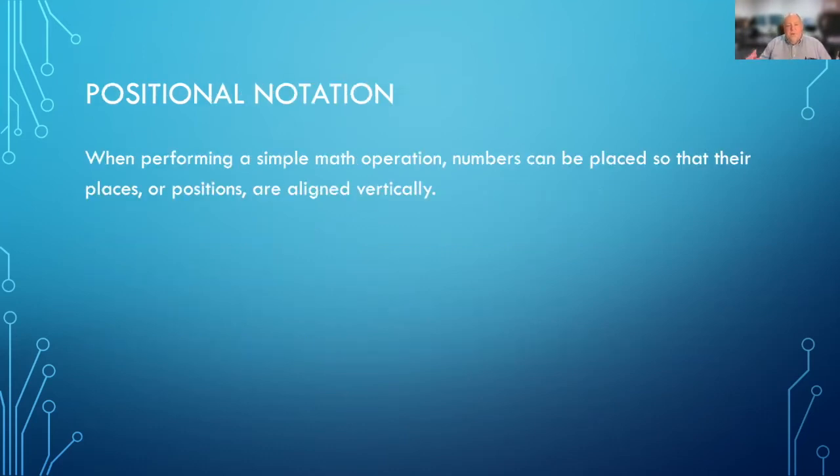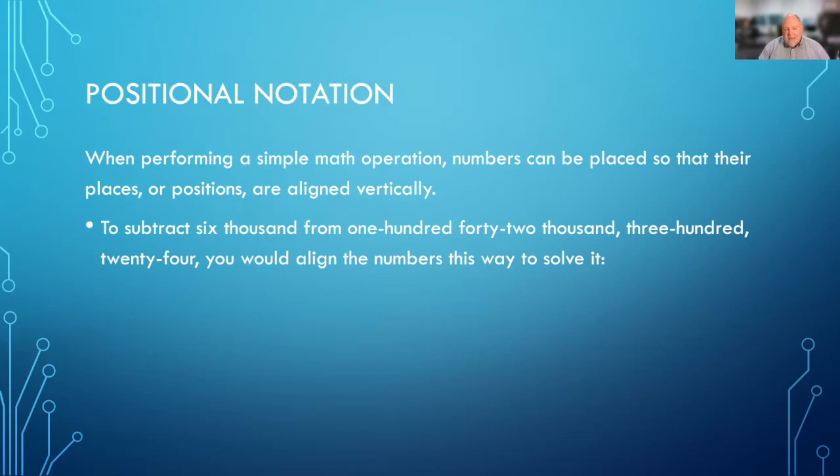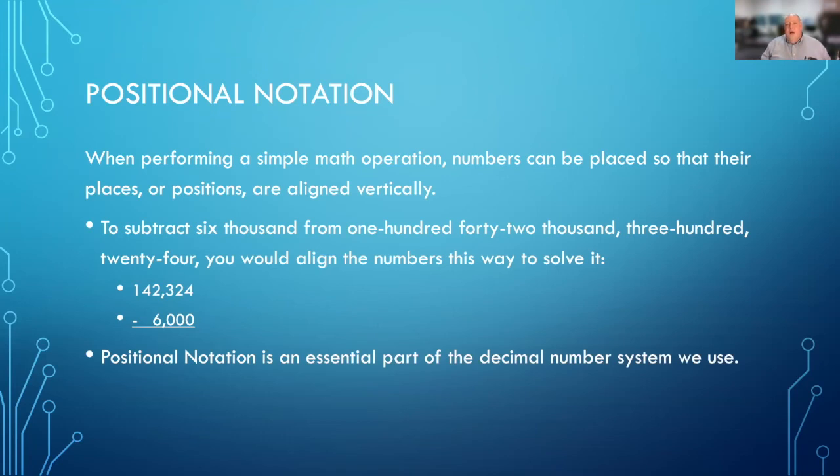Now, when you're doing simple math operations, numbers can be placed so that their places are aligned vertically. So if you had 6,000 and you want to subtract that from 142,324, you'd put 142,324 on top. You would line the 6 with the 2 in 142,000. You would line the zeros up with the 324. And then that becomes a very simple problem for us to solve. We're subtracting the ones place from the ones place, tens place from the tens place, hundreds place from the hundreds place, and so forth.